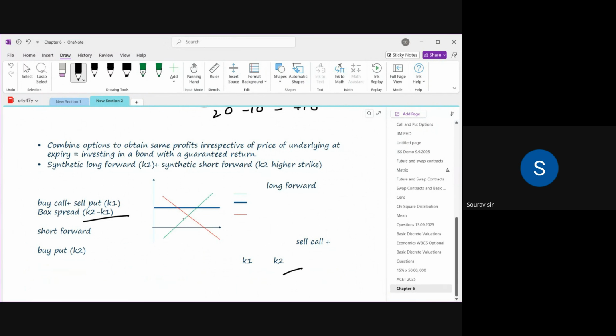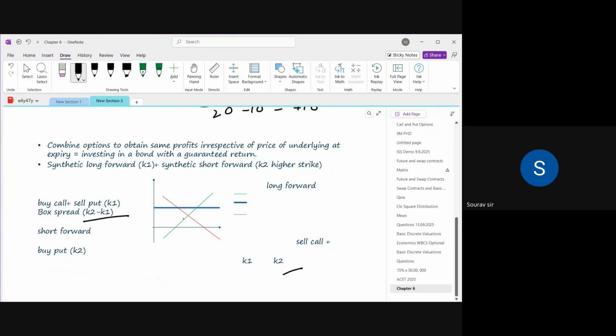So it's risk-free. Why is it like a bond? Since the payoff is fixed at expiry. So it's equivalent to lending money now and receiving a guaranteed return at expiry. If the box spread is fairly priced, its cost today should equal the present value of K2 minus K1, which is discounted at the risk-free rate.